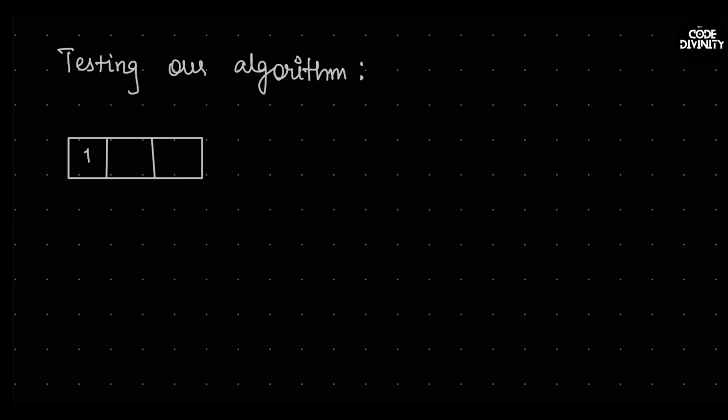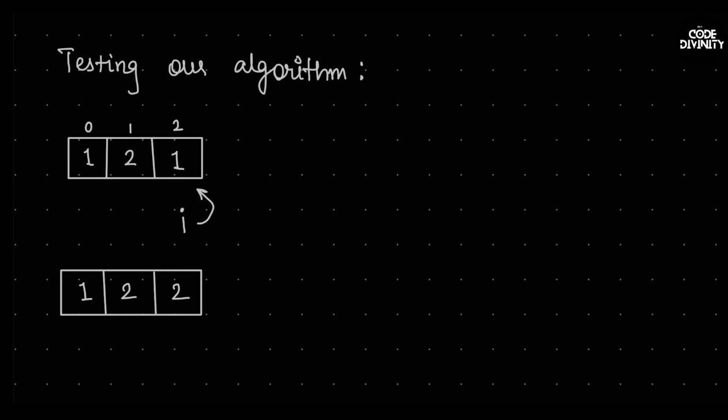Let's take an example 1, 2, 1. So we will start iterating from behind. I will be pointing at this element. So 1 is less than 9. So we will add 1 to it and then return the array as it is. So it will become 122 and hence we have found our answer.